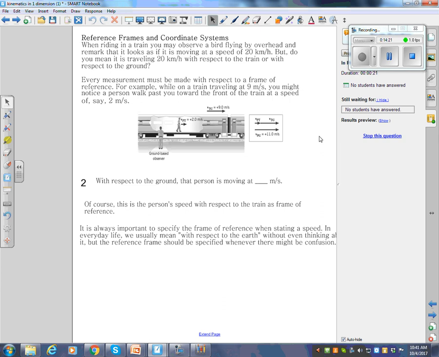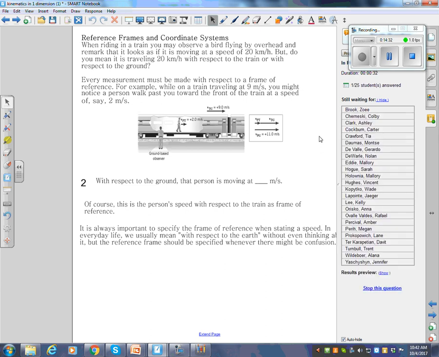What does Anna say? No one has answered. Okay, Jason and I are riding on a train, just like the bird, right? He sees me, he says, "Hey, Mr. Bennett, you appear to be walking at 2 meters per second." Anna says, "Mr. Bennett, you're walking at..." Fill in the blank.